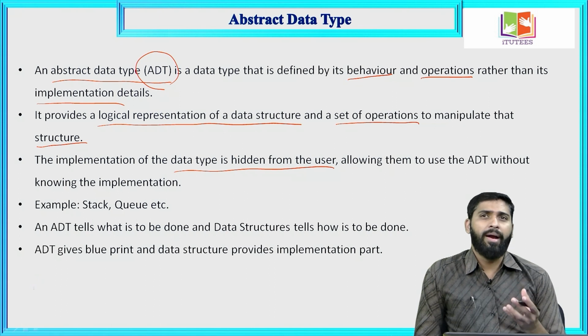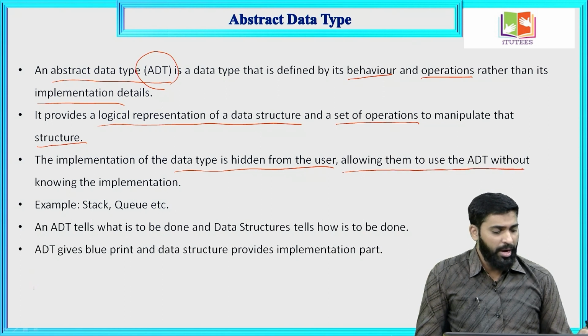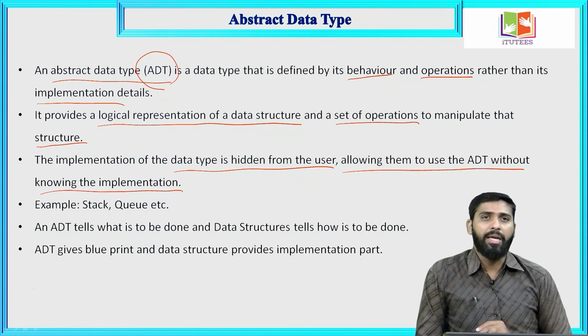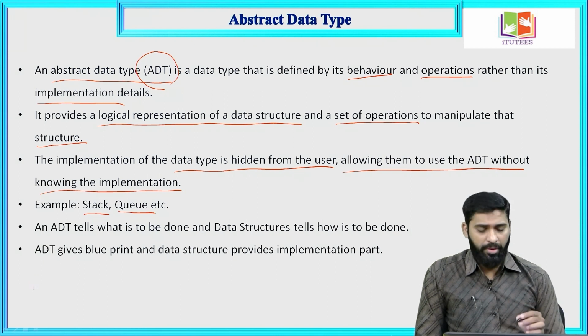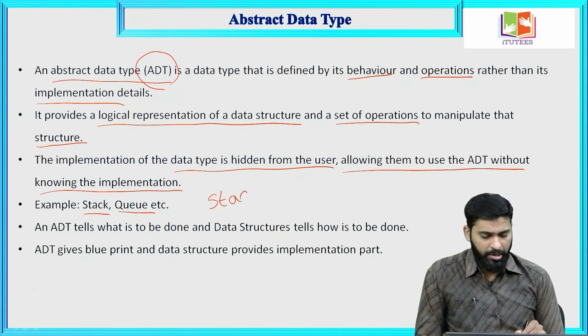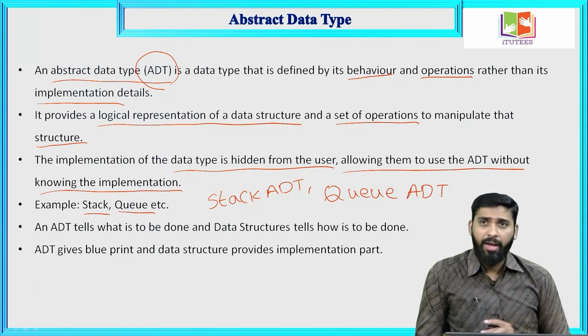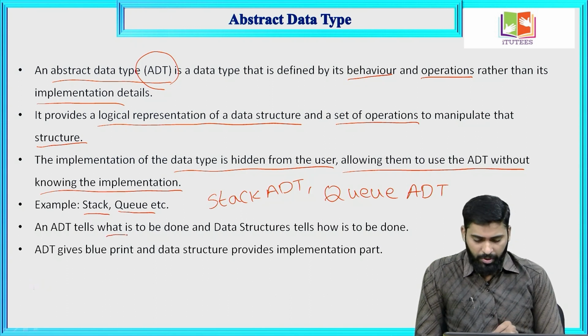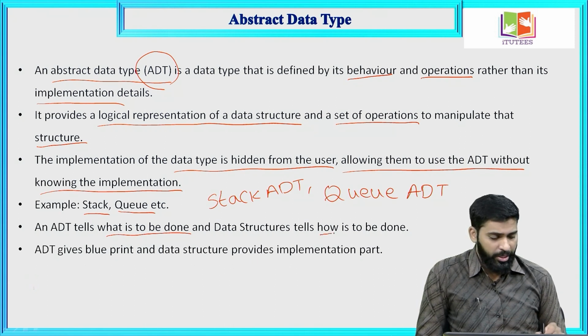You are going to hide the implementation of this data type, allowing them to use the ADT without knowing the implementation. So for example, stack and queue. These are the data structures we are going to define as stack ADT and queue ADT. And ADT tells what is to be done, and data structure tells how it is to be done.